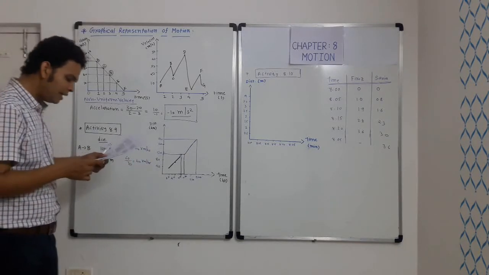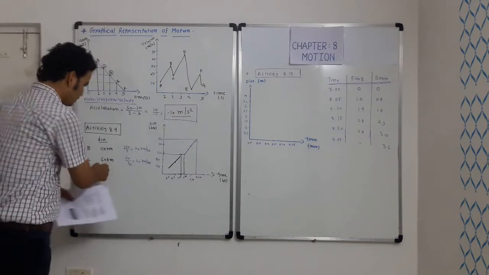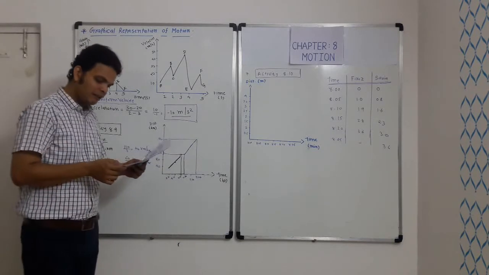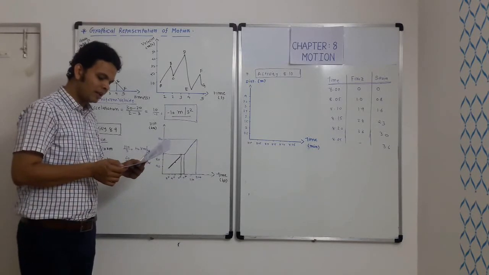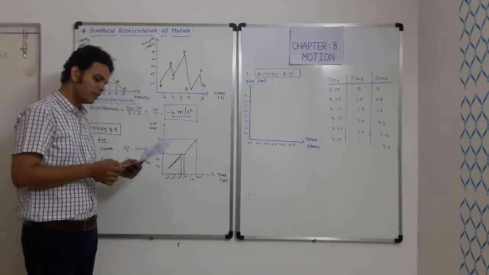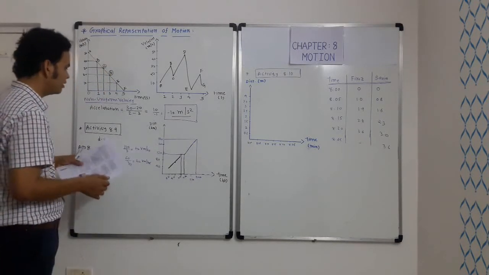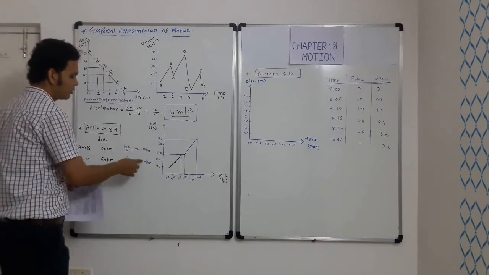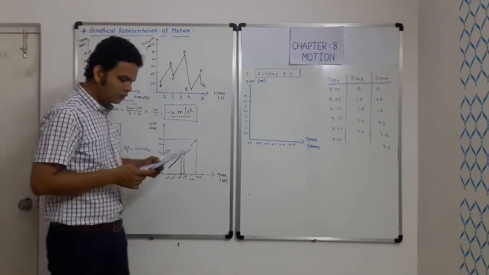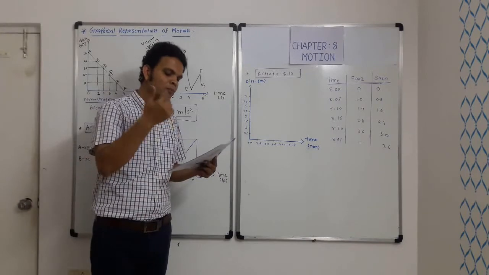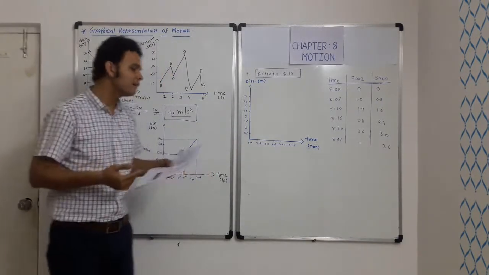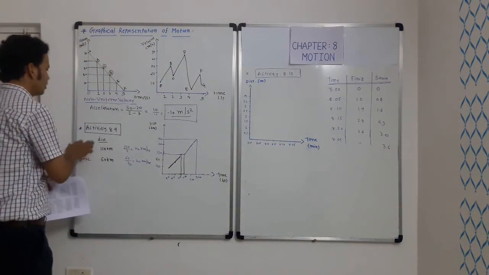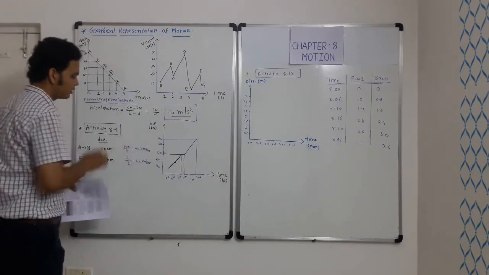Now for B and C, the distance is 60. It is leaving at 11:30 and reaching at 13:00. So it is 1.5 hours. So 60 upon 1.5 is once again 40 km per hour. So what we can say is, from A to B and from B to C, the speed or velocity of the train is 40 km per hour.